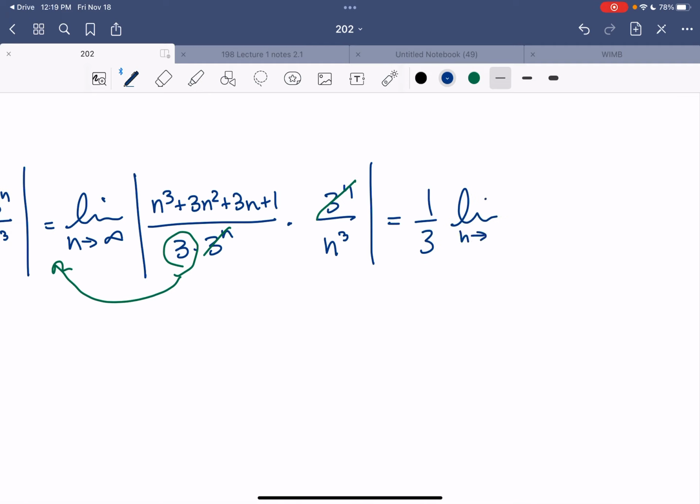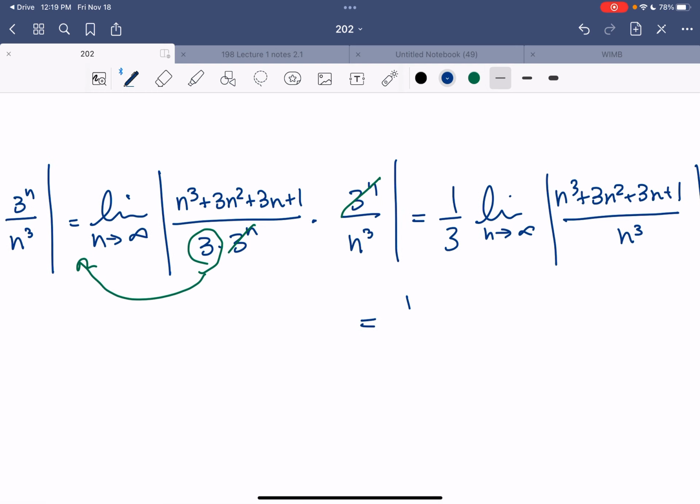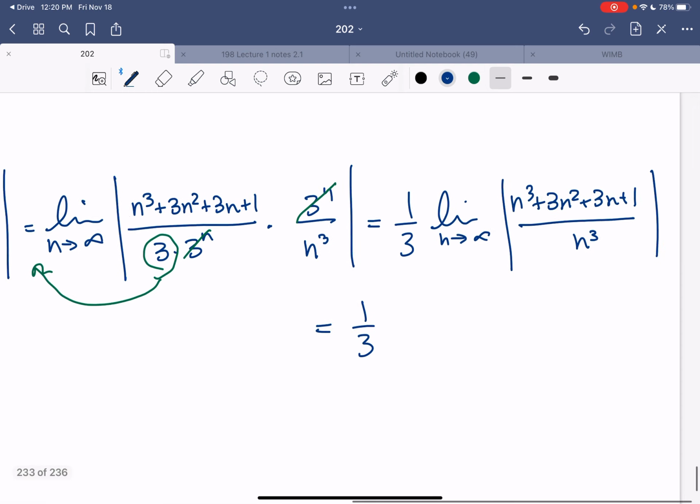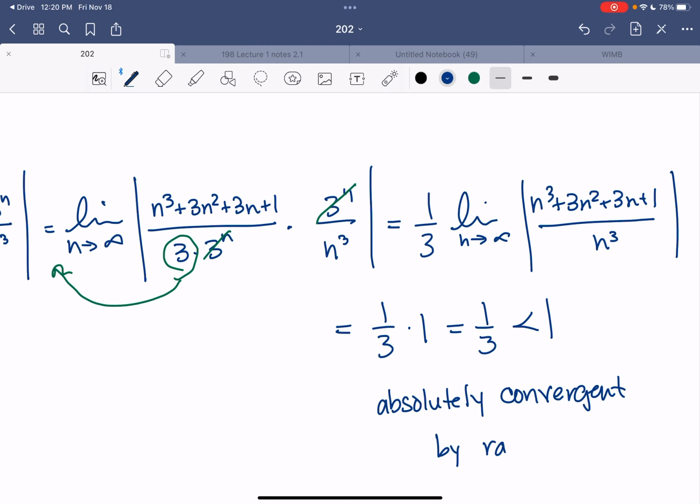The limit as n goes to infinity of n cubed plus 3n squared plus 3n plus 1 all over n cubed. Now, I can't just cancel that. I could divide it through if I wanted to, but I can't just cancel it. But I know what that is. That's the limit of a rational function for which the degree is the same on top and the bottom. So I just want the ratio of coefficients for the n cubes, and that's just 1. So I end up with 1/3, which is less than 1, and so this is absolutely convergent by the ratio test.